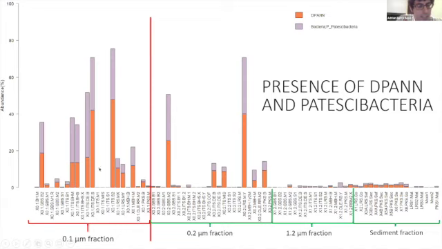In some of these 0.1 micrometer samples, they can make up to 70% of the population. So they are fairly abundant in some of the springs we have sampled.